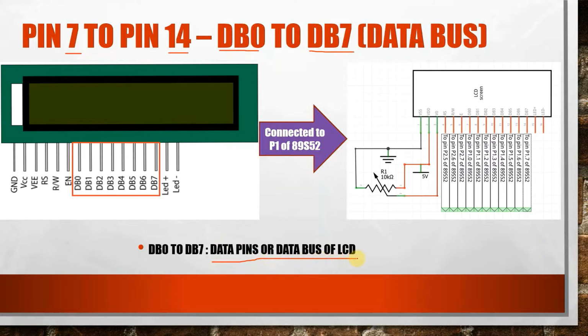Whatever the information, whether it is a command or data, to be provided to the LCD, that has to be connected to DB0 to DB7. That control signal will define that numerical value as a command or data, that is RS. Now the data bus DB0 to DB7 is connected to P1 of 89S52.